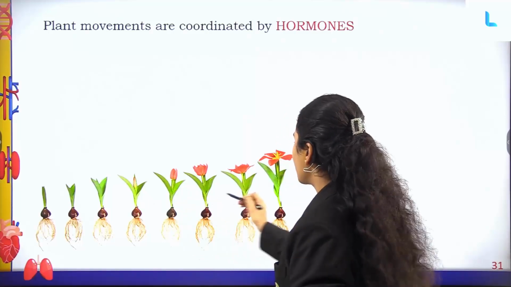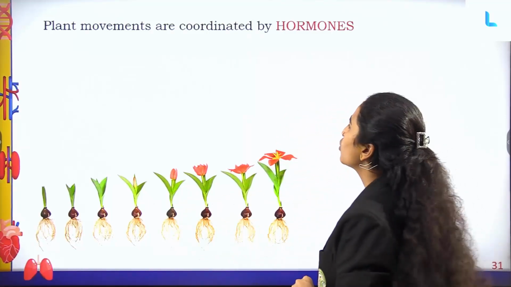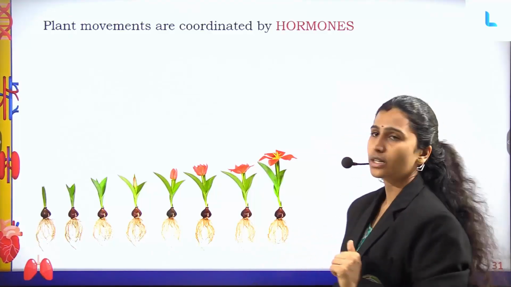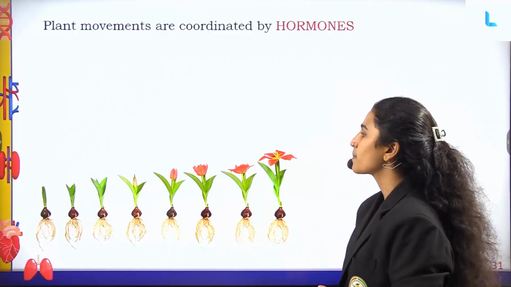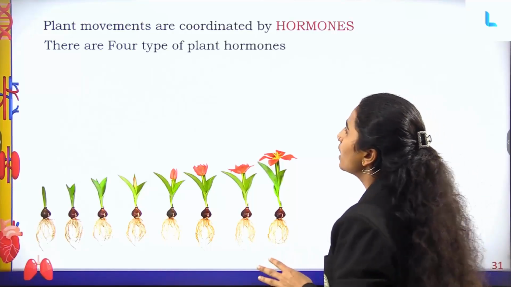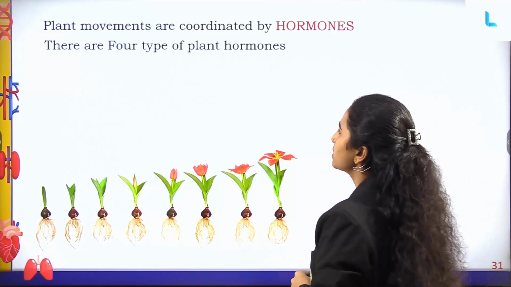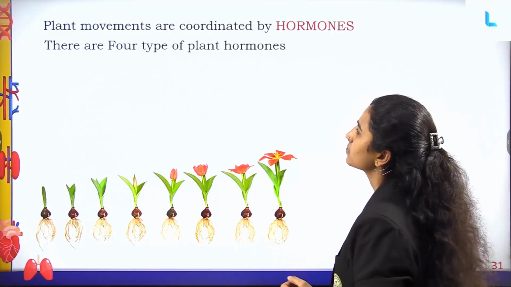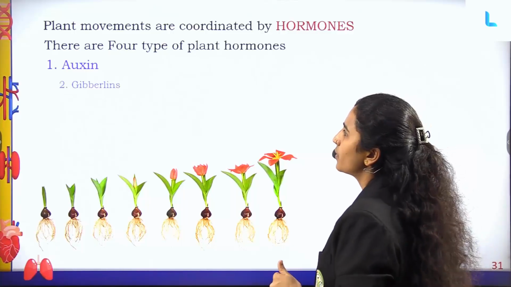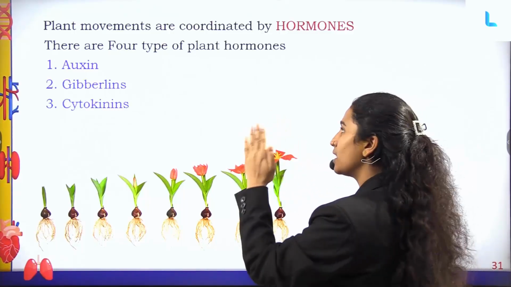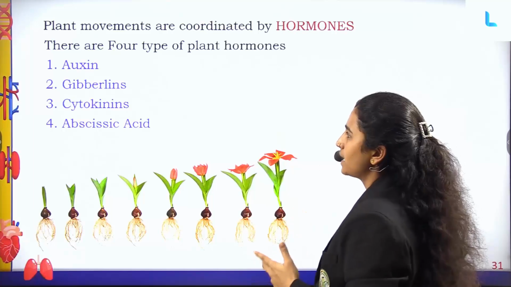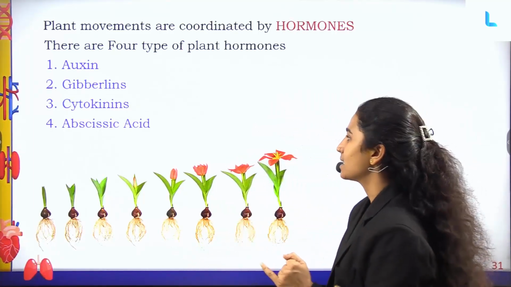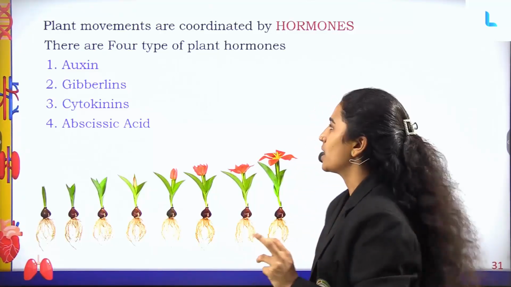So now you can see different stages of growth here. So plant movements are coordinated by hormones, as I already told you, the PGRs, plant growth regulators or plant growth hormones. So there are 4 types of plant hormones. So we'll see which are those. Firstly, the auxin, which made it bend towards it, gibberellins, cytokinins and abscisic acid, and there is one more which is ethylene. It is a gaseous PGR.